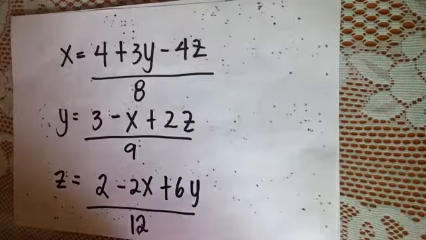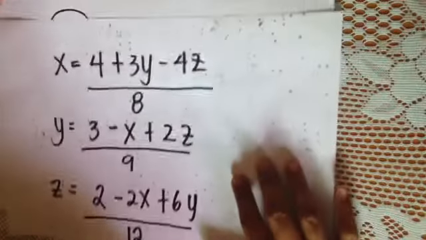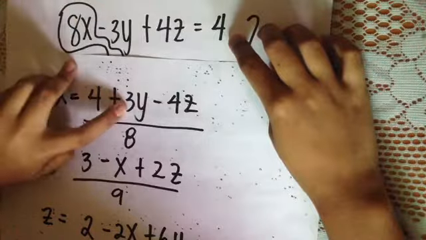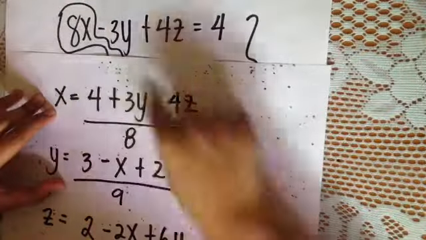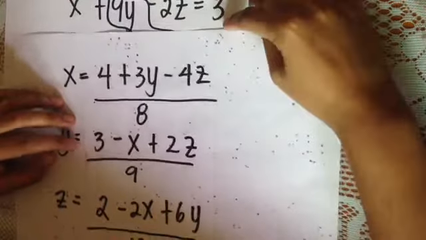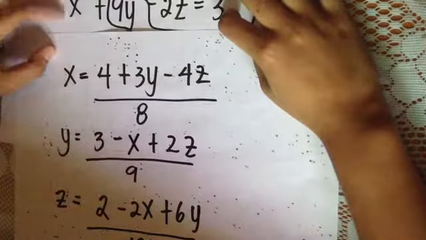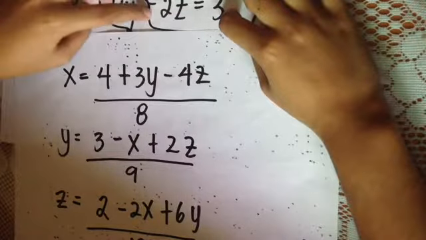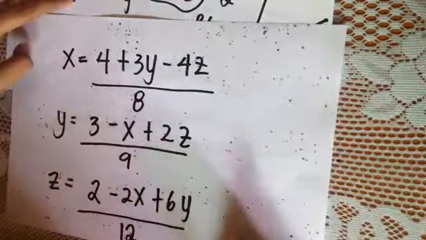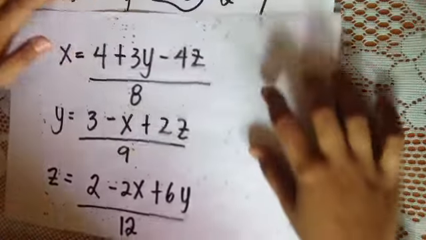The next thing we need to do is to find the value of x, y, and z by transposing all of the given to the right side of the equation. For the value of x, we have x is equal to 4 plus 3y minus 4z all over 8. And for the value of y, we have y is equal to 3 minus x plus 2z all over 9. And lastly, for the value of z, we have 2 minus 2x plus 6y all over 12.